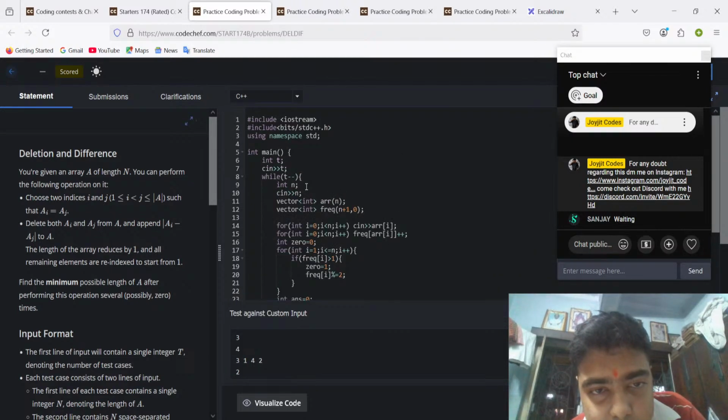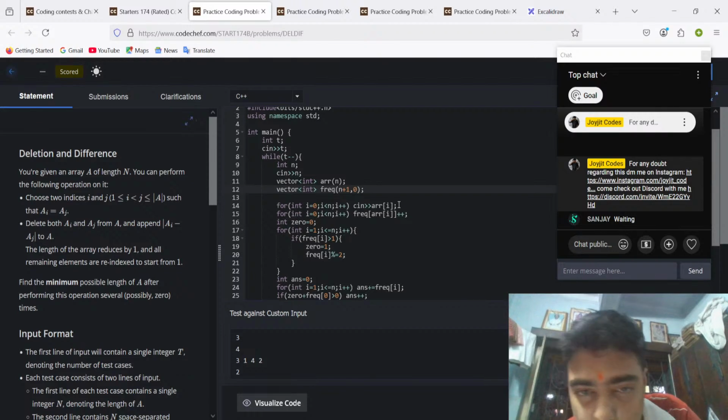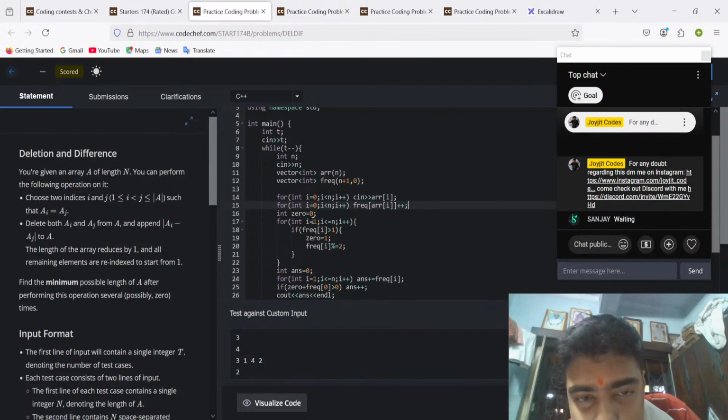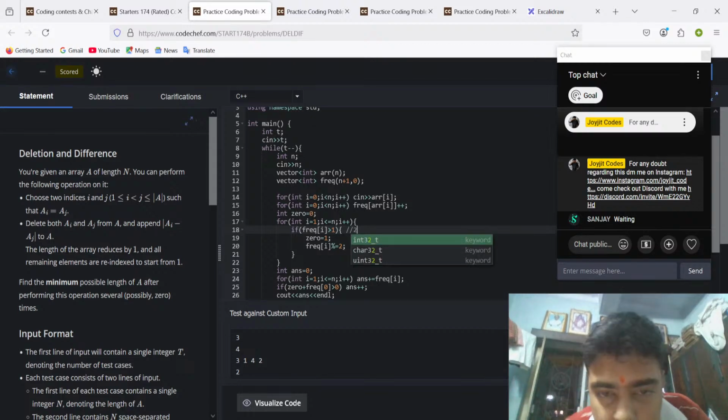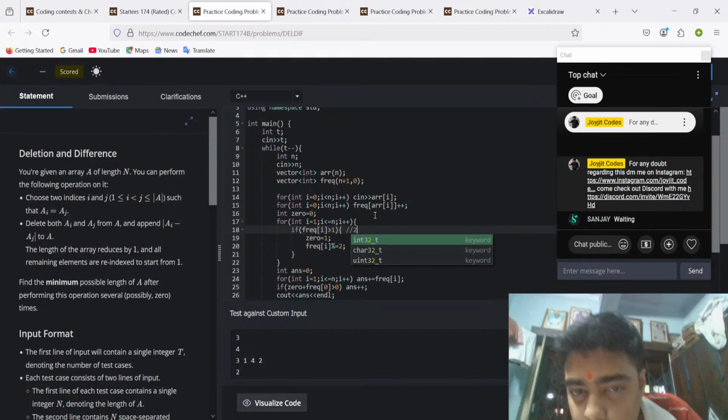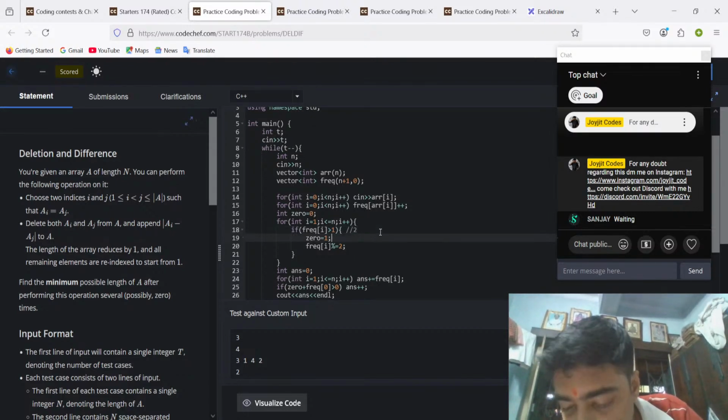So I'm taking the array and the frequency array, and in this frequency array I'm taking the input and the frequency of all the elements, and then from 1 till n, I'm going to check if the frequency of that specific element is greater than 1. Which means that if there are at least 2 elements of that number, we are going to reduce it to 0, which means that there is a 0. Otherwise, there is no 0.